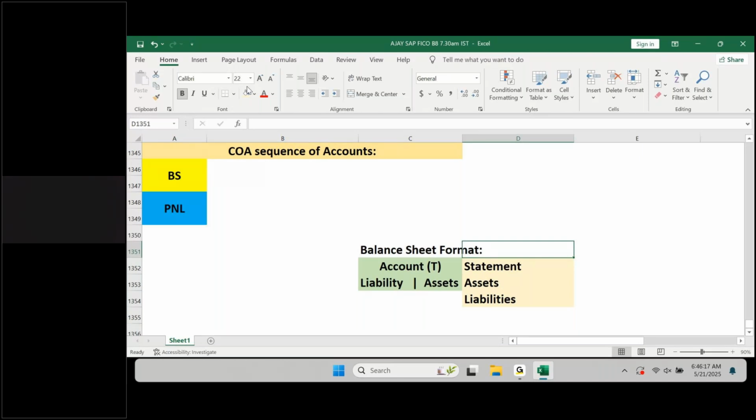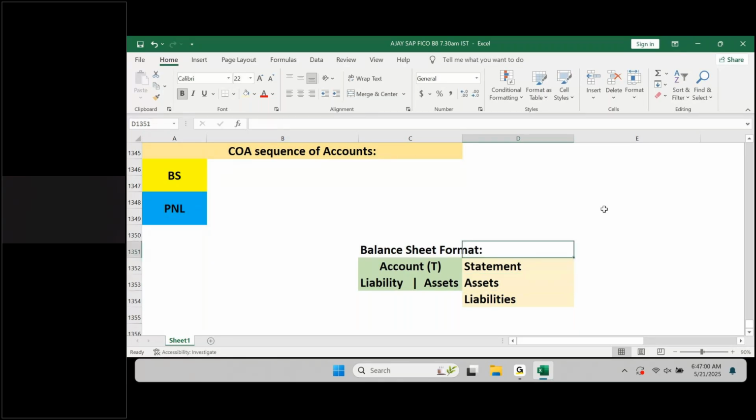In any project, in any company, in any real environment, do they prepare the balance sheet in the account format or in the statement format? Statement format. We write assets first and then liabilities next. That's where you talk about source of a fund, application of a fund. Are these two clear? Account and then statement. One comes in a horizontal way and the other comes in a vertical way.